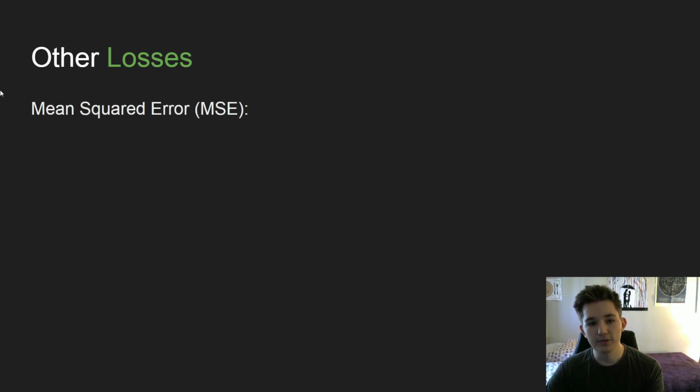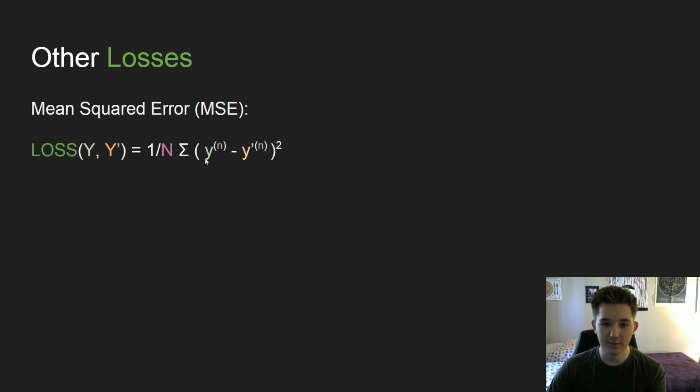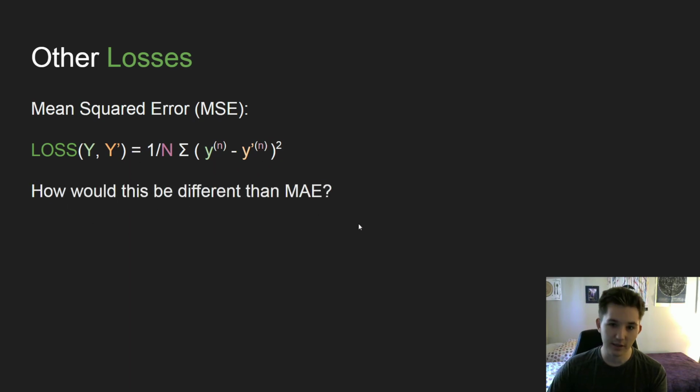So let's look at a different loss function first, which we are going to call mean squared error. And I'll let you guess what that means, but let's look at it. So it's the exact same thing, except instead of taking the absolute value of the difference, we're taking the square. Again, that means it's always positive, so that is good with us. And we can think about why this is different than MAE, mean absolute error.